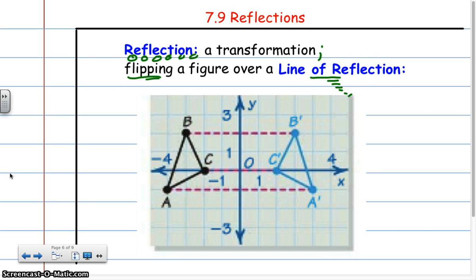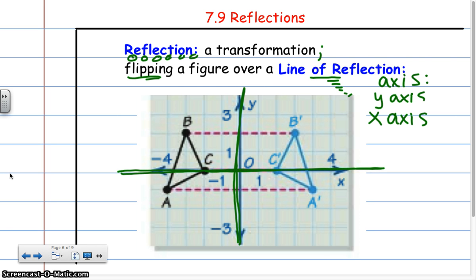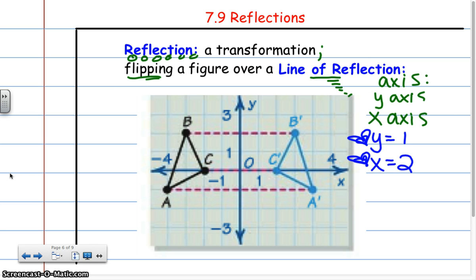In most cases here, our lines of reflection are going to be our axes. And when I talk about our axes, we're going to have our y-axis. Remember, the y-axis is the nice and tall axis. Or it could be our x-axis, our horizontal axis, straight across. Or it could be across a line. A particular line that we might see would be like y equals 1 or x equals 2. And this is going to be the trickier part, these two examples. If we have y equals 1, I'll go over that when I show an example here for you.